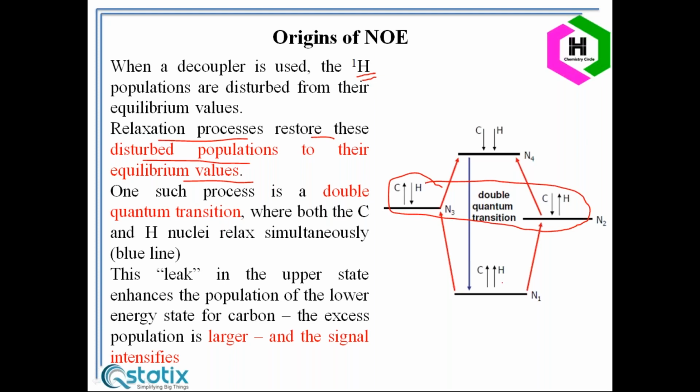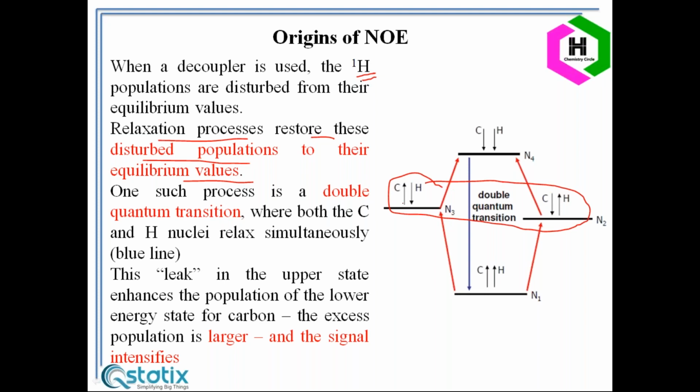When you are decoupling the protons, these proton populations are going to come back to the equilibrium. So it will go to the excited state and then it will come back to the equilibrium. And then at this place they will be saturated. They will get the saturated states.